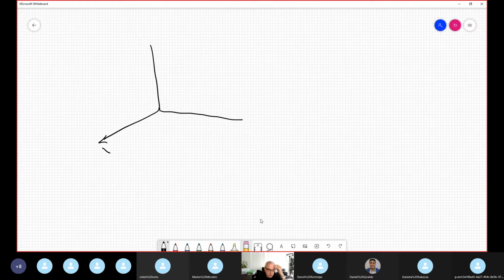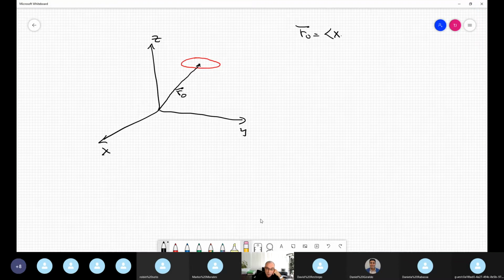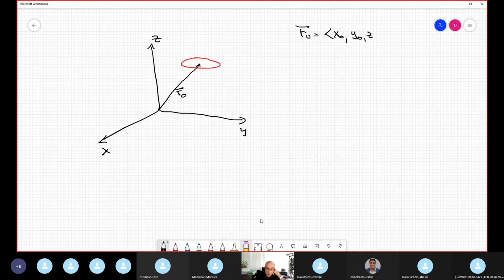This is the 3D, X, Y, Z. And we have a circle in 3D, like that. Suppose our circle is totally flat, like that. So we know the center. Always we need to find the center. Then this is the position vector. I call it r null. r null is the vector x null, y null, z null.